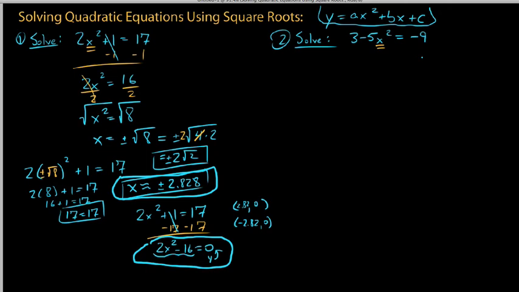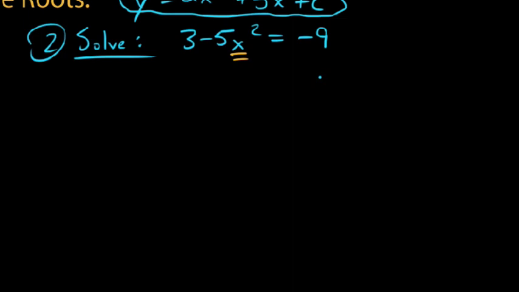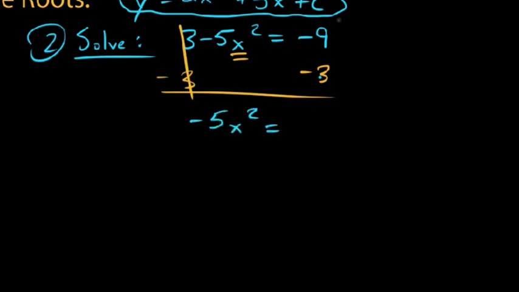So let's go up here and take a look at this second example. Again, you'll notice that there's just an x squared. There's no x to the first. So we can go ahead and isolate this x squared. So let's start working on this. We'll take away 3 from both sides. So we get negative 5x squared is equal to negative 9, take away 3 more is negative 12.